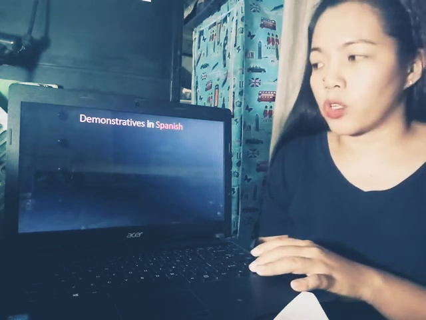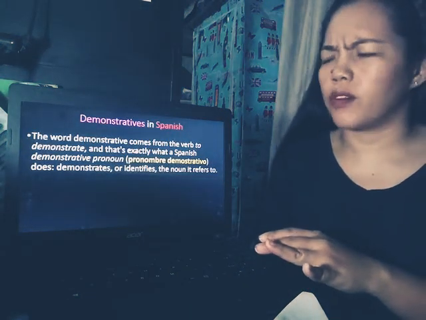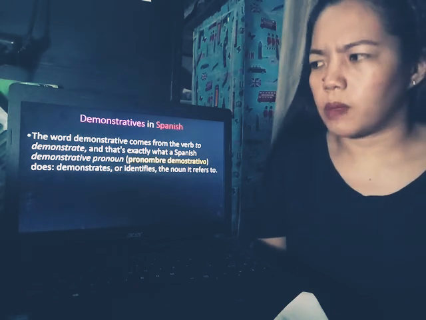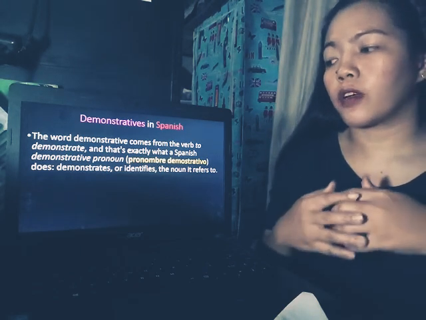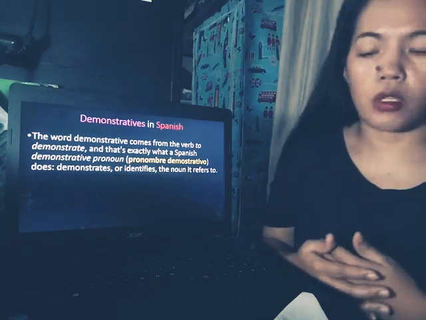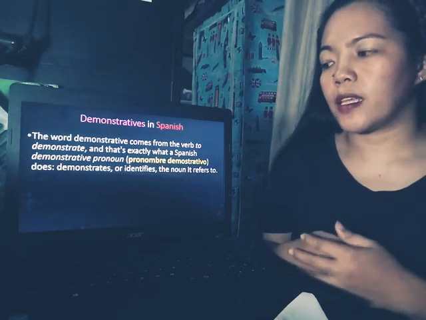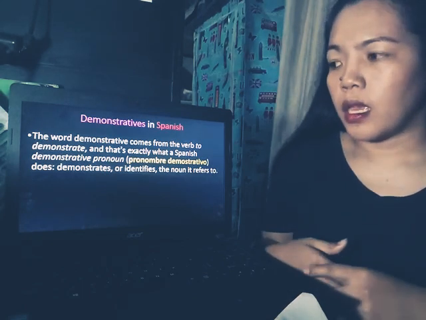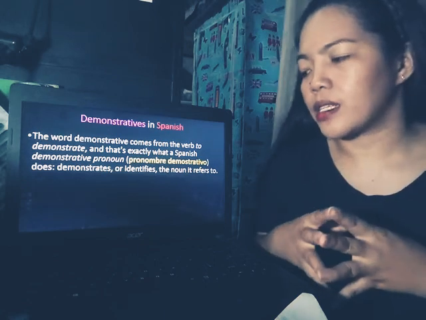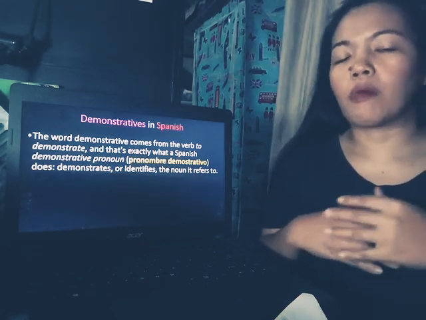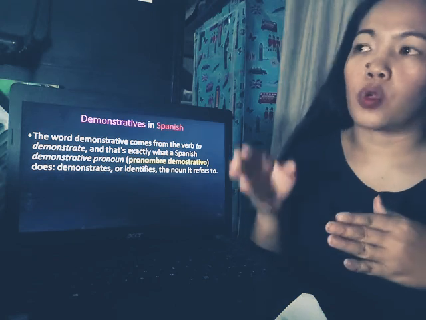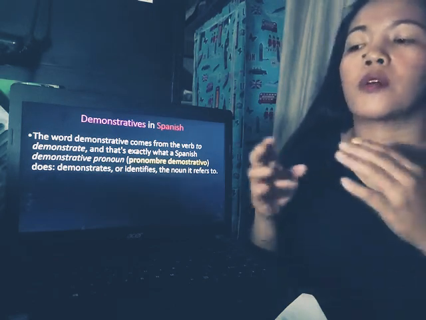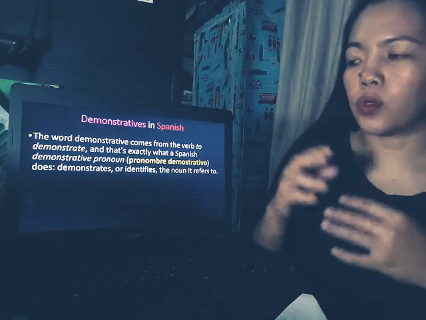So you need to consider the demonstrative rules in Spanish as well. What are these demonstratives, or demostrativos, in Spanish? The word demonstrative comes from the verb to demonstrate or to perform, and that's exactly what a Spanish demonstrative pronoun, or pronombre demostrativo, does. It identifies the noun it refers to, so it is more specific, using this, that, or those.